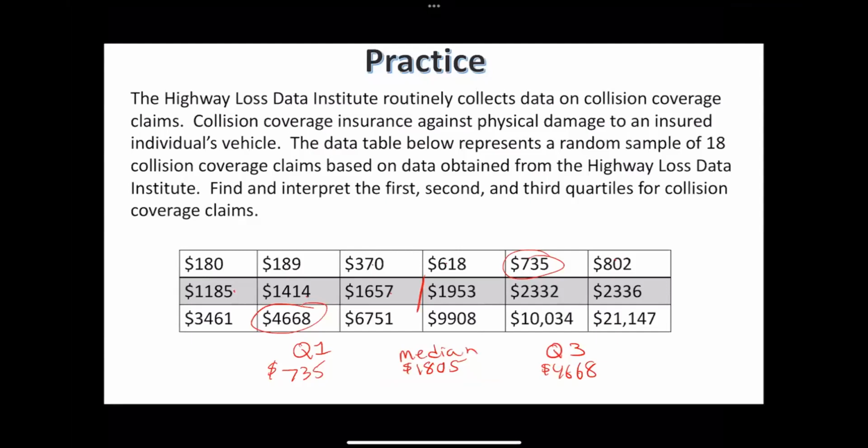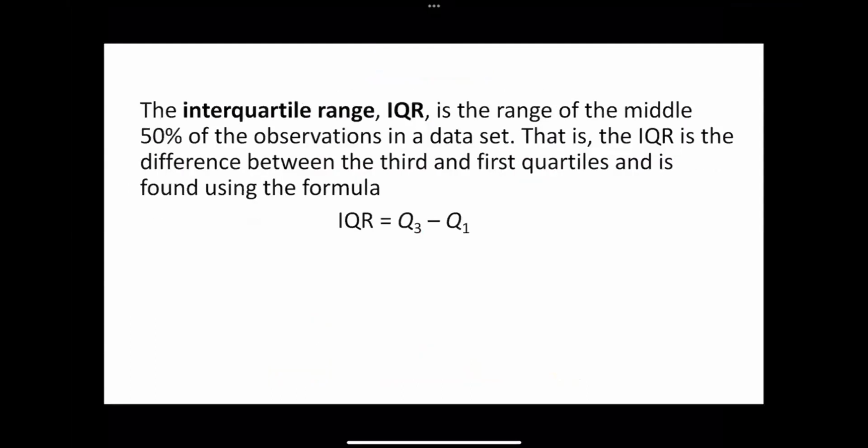Move on. So we're going to talk about interquartile range. Interquartile range is the median's version of standard deviation, and it basically tells you how spread out your data is. If it's smaller, the values are closer together. If it's bigger, they're probably spread more apart. It's the range of the middle 50% of your observations. So the interquartile range is just Q3 minus Q1, and it gives you that middle 50%.